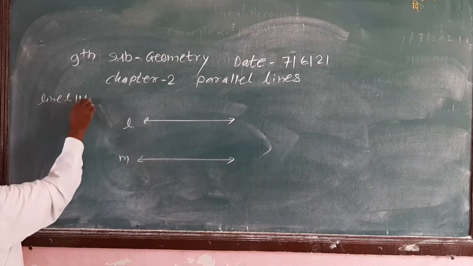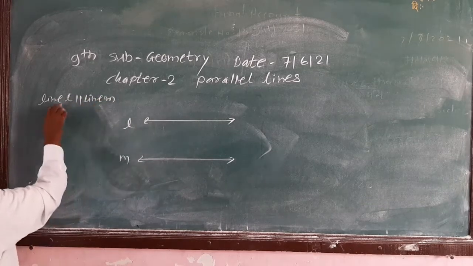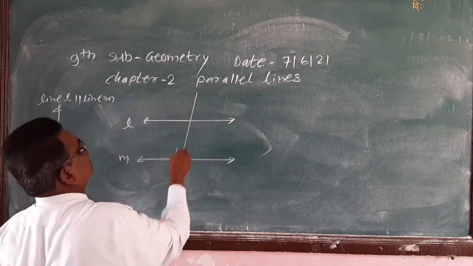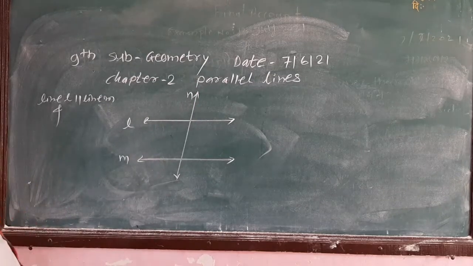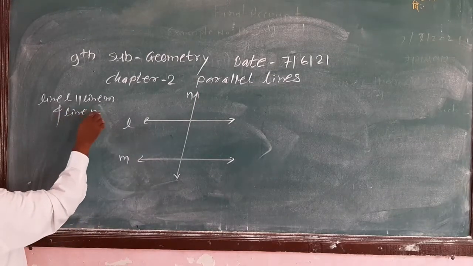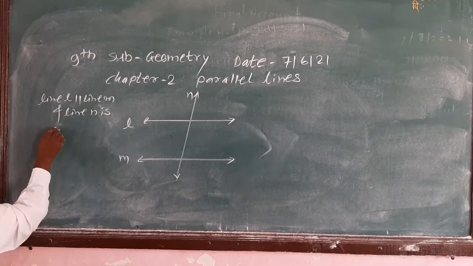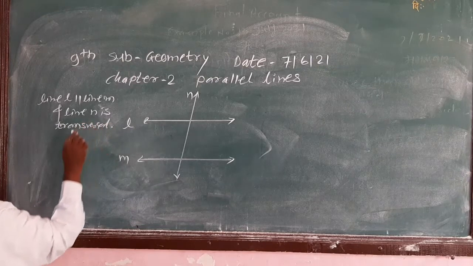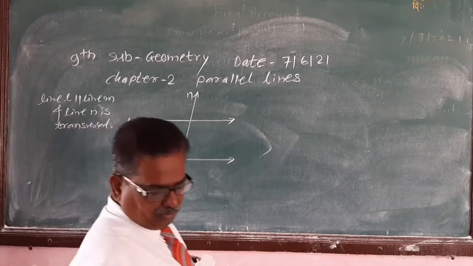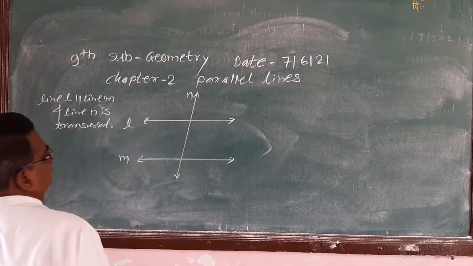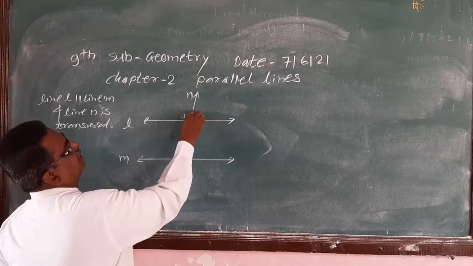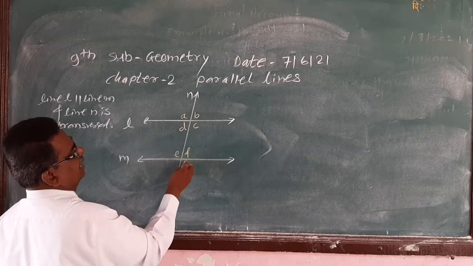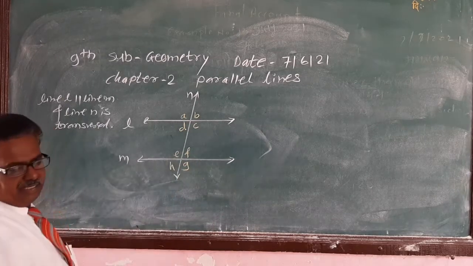Line L parallel to line M and their transversal is line L. Line L is transversal. Angles made by the transversal: A, B, C, D, E, F, G and H.